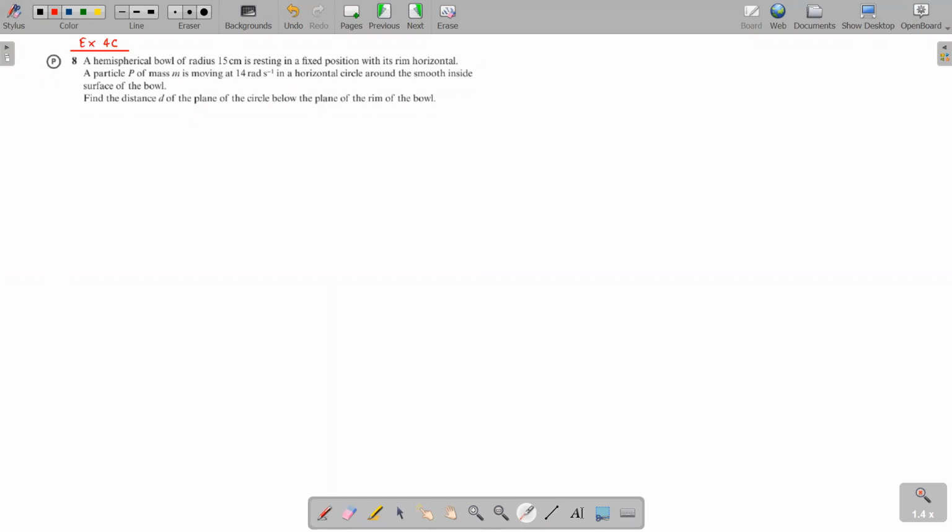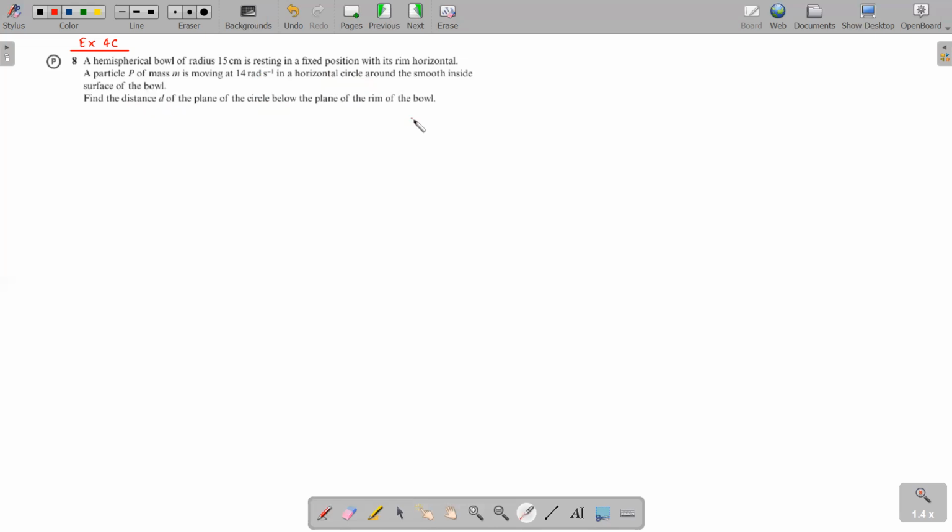A hemispherical bowl of radius 15 centimeters is resting in a fixed position with its rim horizontal. A particle of mass m is moving at 14 radians per second, that's omega, in a horizontal circle around the smooth inside surface of the bowl. So inside the bowl you have a particle which is going in circular motion. Find the distance d of the plane of the circle below the plane of the rim of the bowl.